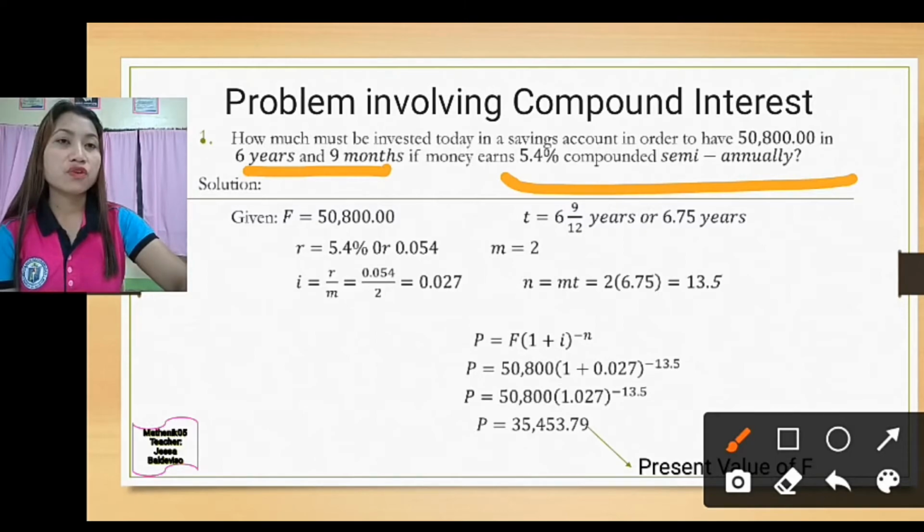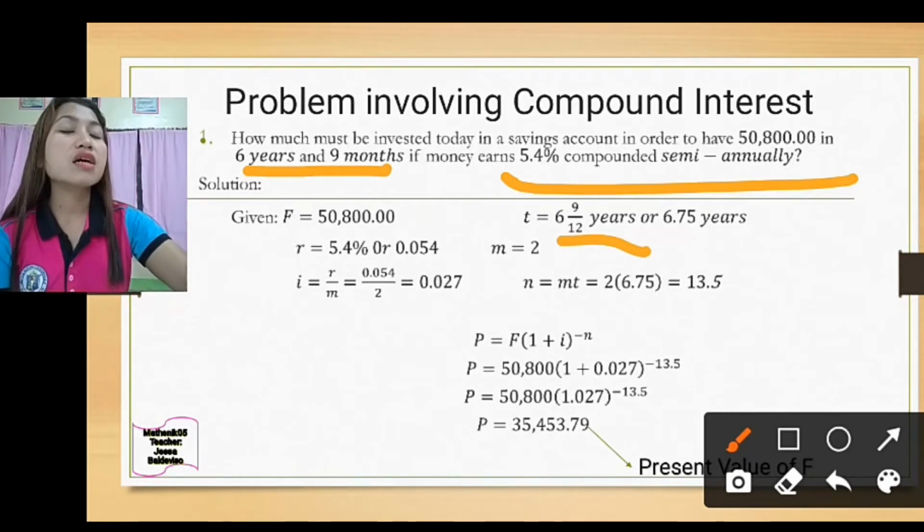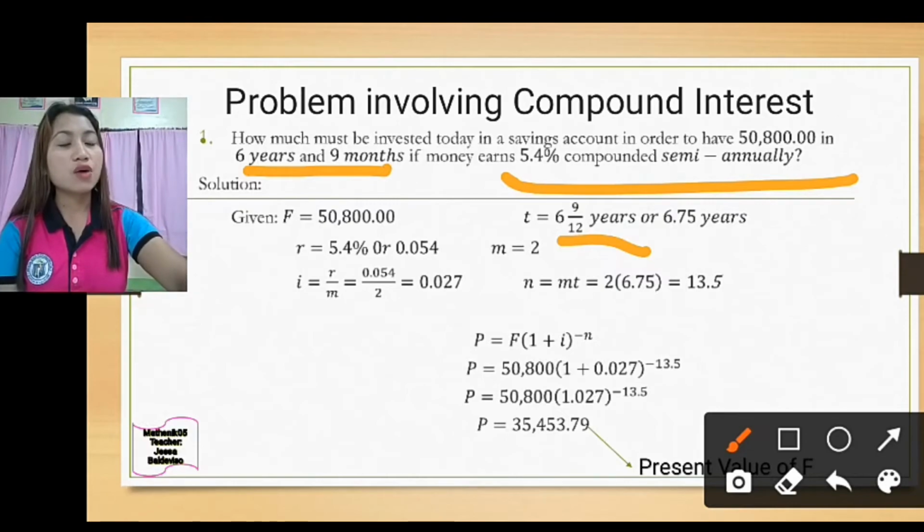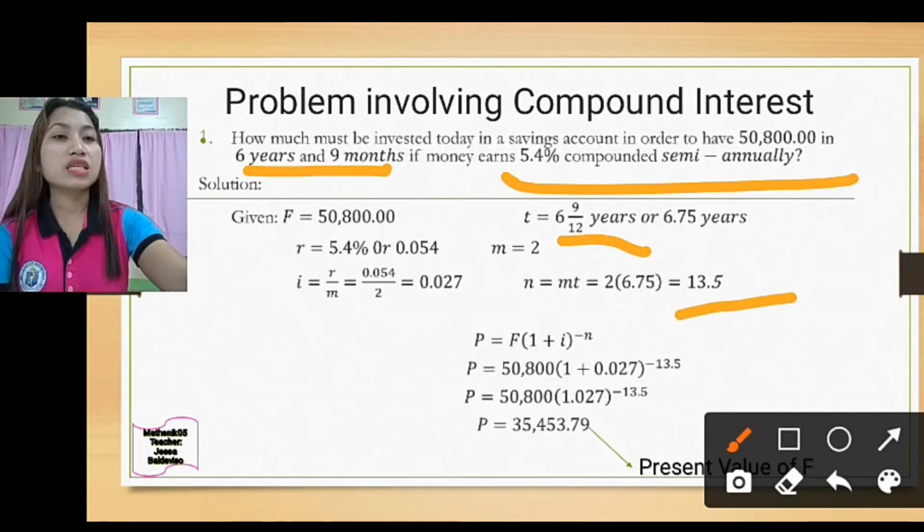R equals 5.4%, or in decimal, it is 0.054. Our I is equal to 0.027. Our T is 6 years and 9 months, so we need to convert the 6 years and 9 months in decimal, in a year. So we have 9 divided by 12, so we have 6.75 years. And then our M is equal to 2. Our N is M times T, so 2 times 6.75, the answer is 13.5.